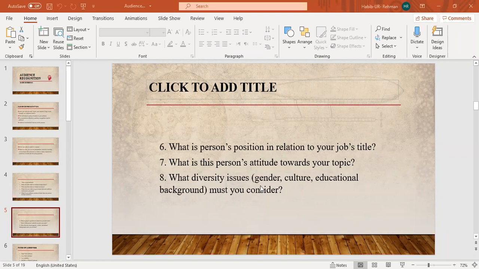And if you're writing to a person who is female, when you write something you need to address her with proper pronouns, for example her, she, etc. So you should keep these things in mind as well.